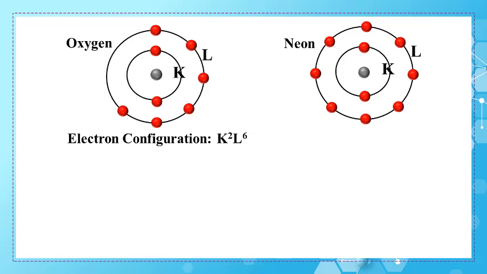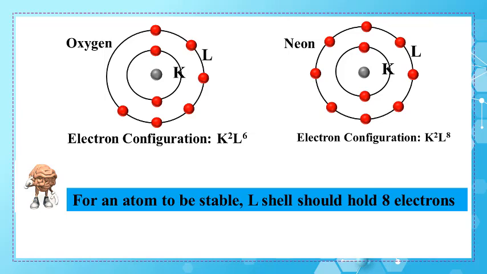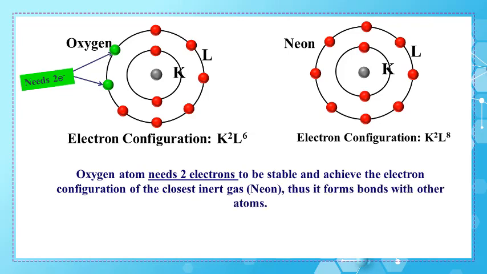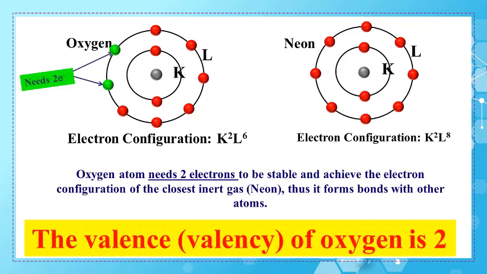If we notice, the electron configuration of oxygen is K2L6 and that of neon is K2L8. We know that for an atom to be stable, the L shell should hold 8 electrons. So oxygen atom needs 2 electrons to be stable and achieve the electron configuration of the closest inert gas neon. Thus, it forms bonds with other atoms. So we can say now that the valence or valency of oxygen is 2.